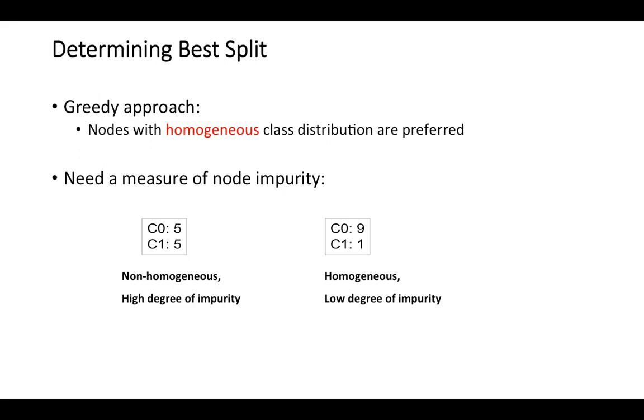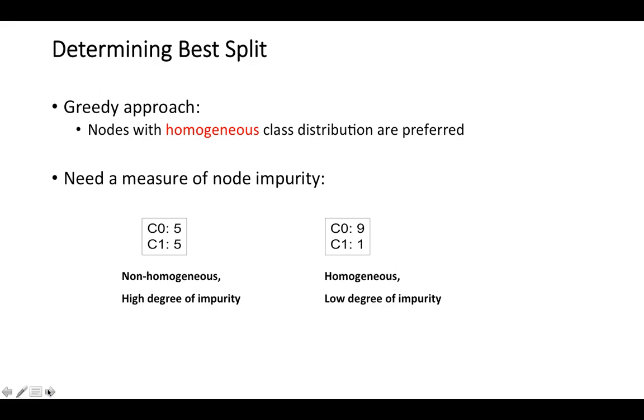So we need a measure of node impurity. If there is a node, we need to see how much of that node contains labels from a different class. If that's the case, we don't want that. We have to minimize the node's impurity at every step of tree construction. That's the idea, I mean, at every step it's a greedy approach. At every step, we want the node to have a homogeneous class. That's what we are trying to do.